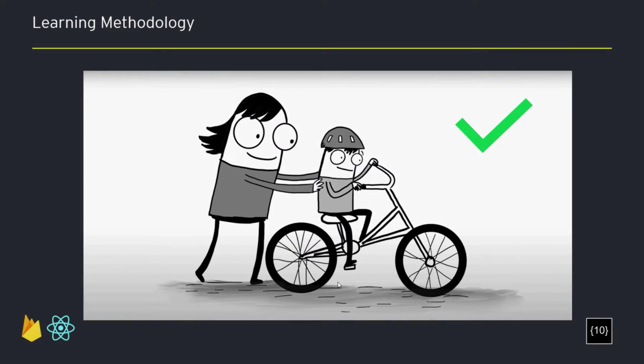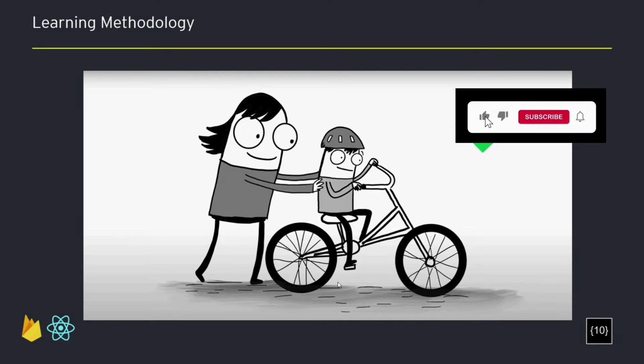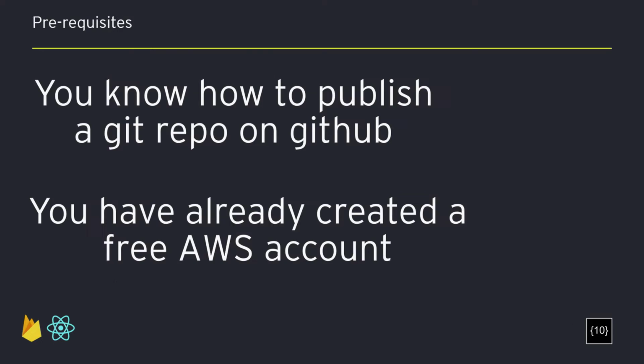Hey logical people, GKB here. I just wanted to emphasize on the learning methodology. So as you know, we always follow this methodology where we learn by doing things rather than mugging up the concepts, okay? So before we move into the tutorial, there are a couple of things that I assume as prerequisites that you already have in place. Number one is you know how to publish a Git repository on GitHub, and you already have created a free AWS account.